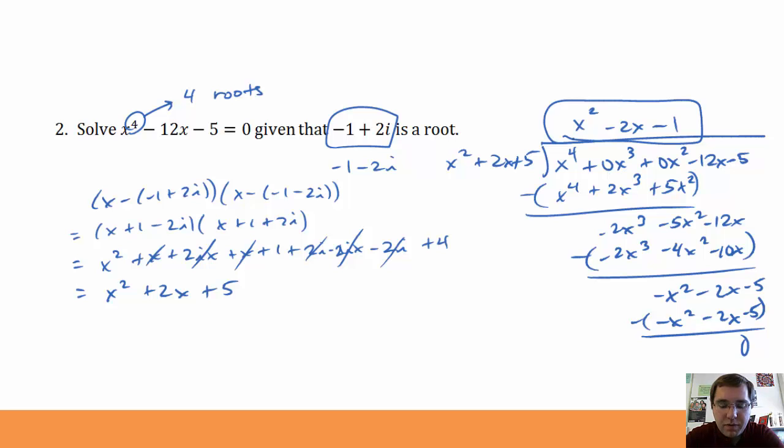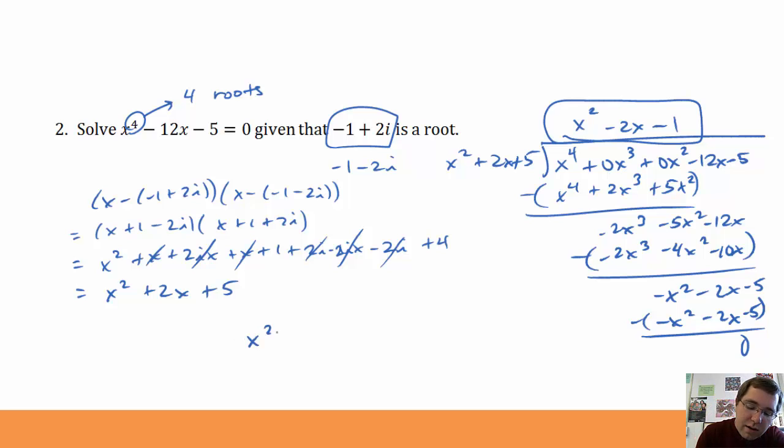So I took my x to the fourth, my quartic polynomial, and now I've broken it down into 2 quadratic factors, x squared plus 2x plus 5 and x squared minus 2x minus 1. I don't need to solve x squared plus 2x plus 5 because I already know those roots. I used them to find x squared plus 2x plus 5. Those are negative 1 plus 2i, negative 1 minus 2i. So I just take x squared minus 2x minus 1, the quadratic factor I just found, and I solve that one, I'll find the other 2 roots. Make sense? If not, think about it.